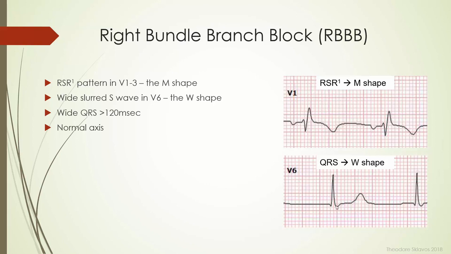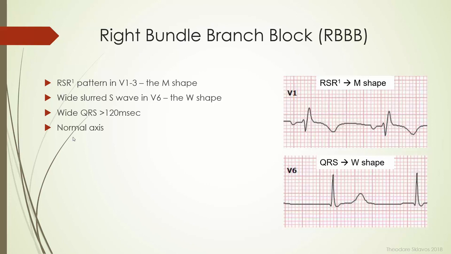V6 has a QRS complex with a wide, slurred S wave. Alright, and this is meant to be a W shape. Okay, so M, W, Morrow. Hopefully that helps you to identify that this is a right bundle branch block. Now, as we said earlier, it's a bundle branch block that's going to be wide QRS greater than 120 milliseconds. And in a right bundle branch block, if that's the only problem, then there's not going to be any axis deviation. Okay, right bundle branch blocks usually have a normal axis.